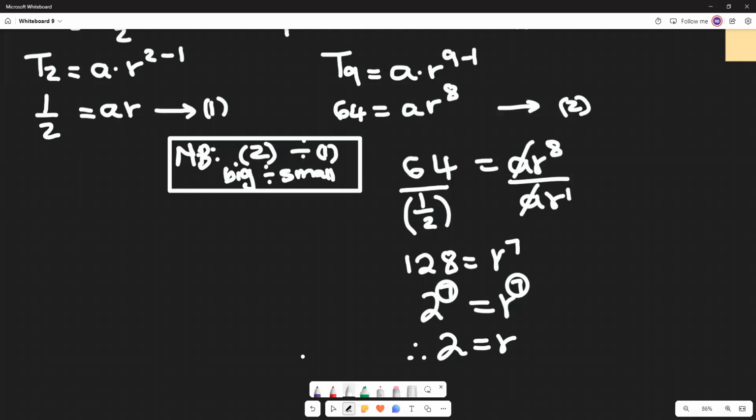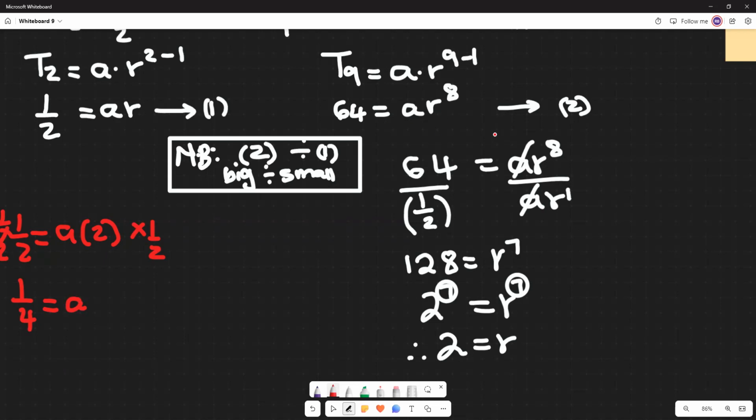Now, you can easily get the value of A by substituting either here or there. In this case, I'll substitute there. Actually, I'll substitute in both just to showcase that we get the same answer. So here I have half equals A, where there was R I put 2, so it's A times 2 because R is 2. Then you divide by 2 on both sides, which is the same as multiplying by 1 over 2 on both sides. That gives us 1 over 4 equals A.